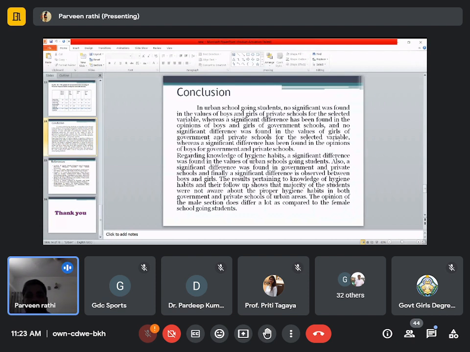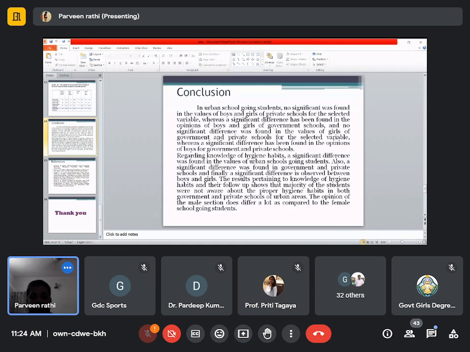Conclusion: in urban school-going students, no significant difference was found in the values of boys and girls of private schools for the selected variables, whereas a significant difference has been found in the opinion of boys and girls of government schools. No significant difference was found in the values of girls of government and private schools for the selected variable, whereas a significant difference has been found in the options of boys of government and private schools. Regarding knowledge of hygiene habits, a significant difference was found in the values of urban school-going students. Also, a significant difference was found between government and private schools. And finally, a significant difference is observed between boys and girls.